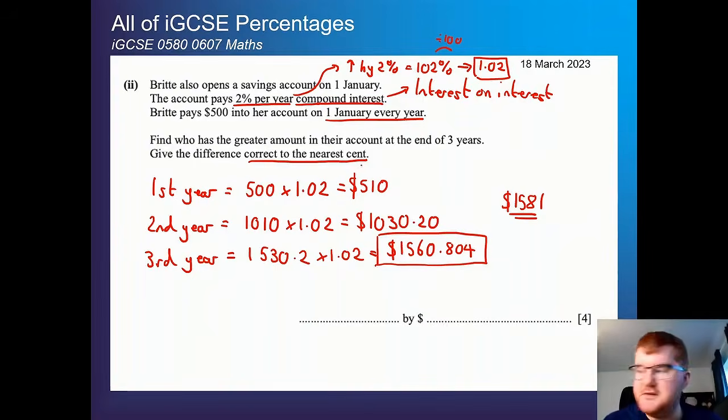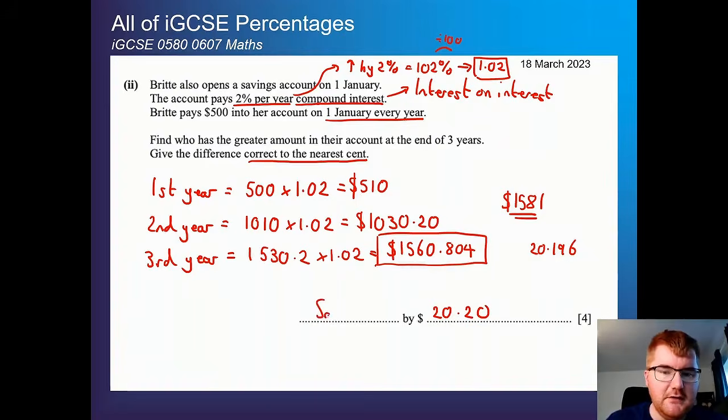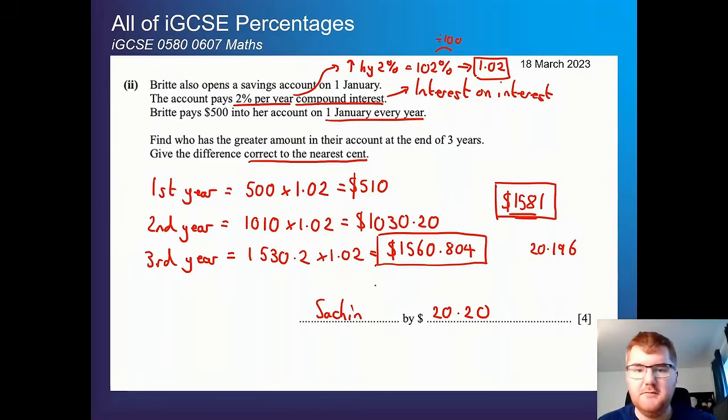20.19. Again, we want to do it to the nearest cent here. So 20.196, rounded to the nearest cent will be 20.20. So $20.20, and it is Sachin that's got more than Britta in this case. So Sachin has got the most amount of money, but only by $20.20.